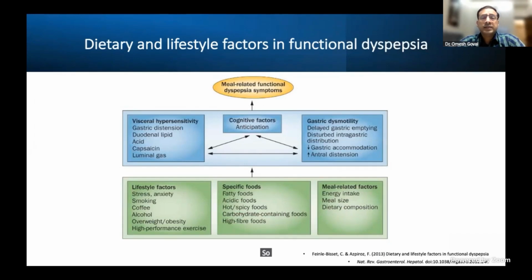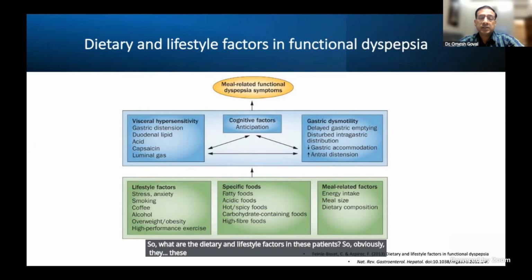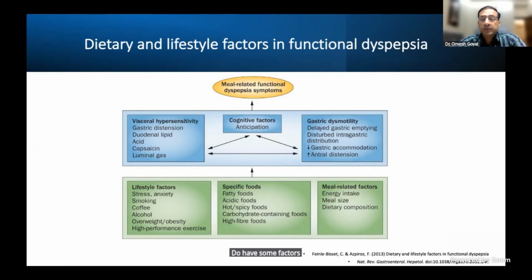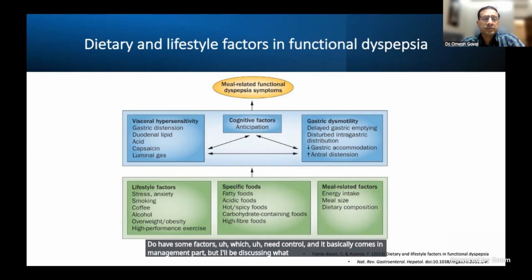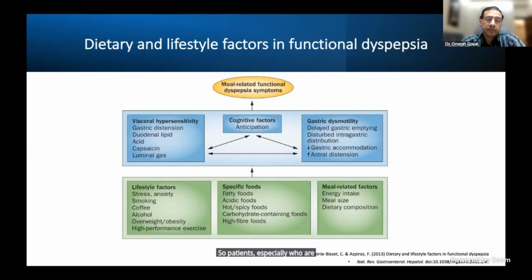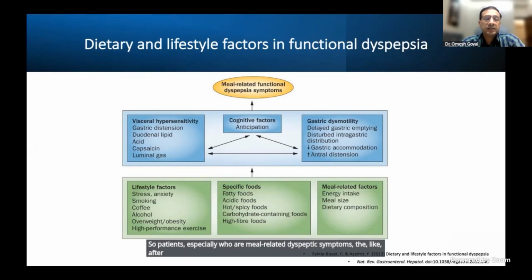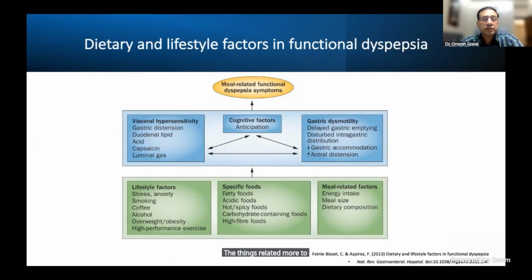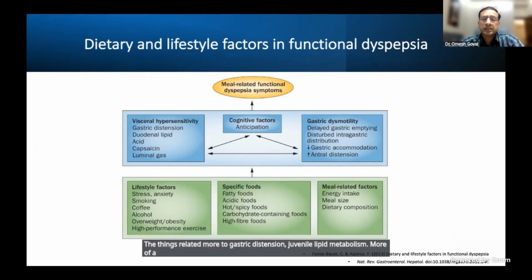So what are the dietary and lifestyle factors in these patients? Obviously these patients do have some factors which need control, and it basically comes in the management part, but I'll be discussing what can cause visceral hypersensitivity. So patients, especially who have meal-related dyspeptic symptoms, like after a meal only they have symptoms, in those, the things are related more to gastric distension, duodenal lipid metabolism, more of acid and luminal gas. They may be causing symptoms.